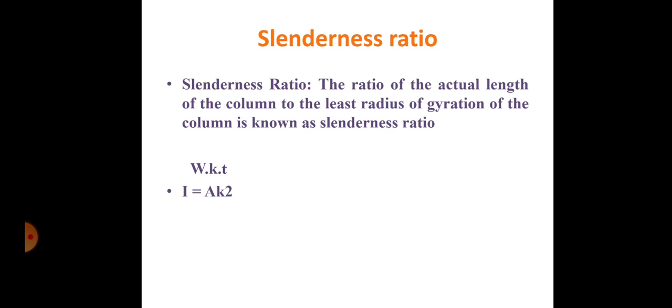Another important term is slenderness ratio. It is nothing but the ratio of the actual length of the column to the least radius of gyration of the column. We can calculate the slenderness ratio by using the simple formula I equal to A K squared, where I is the moment of inertia, A is the cross sectional area, and K is the radius of gyration. From this we can calculate K, K equal to root of I by A. We calculate the least radius of gyration K, then the actual length is divided by the least radius of gyration, and then we get the slenderness ratio.